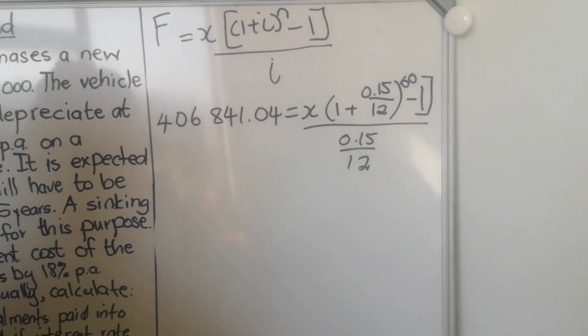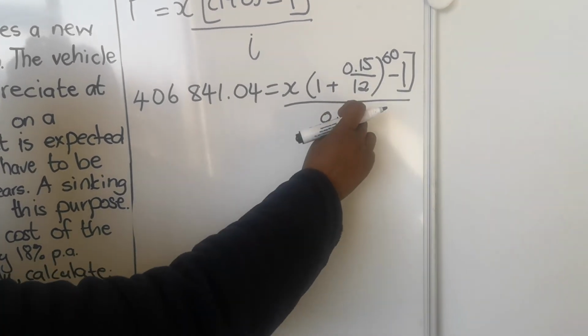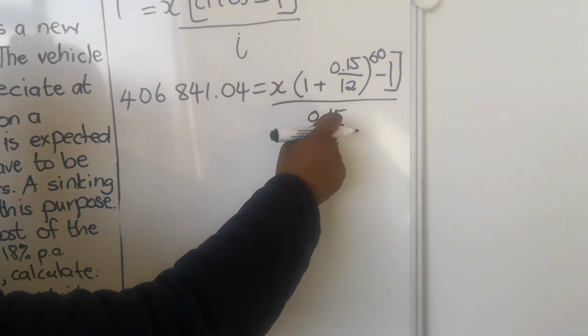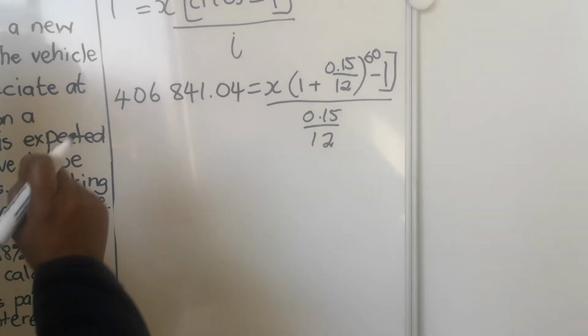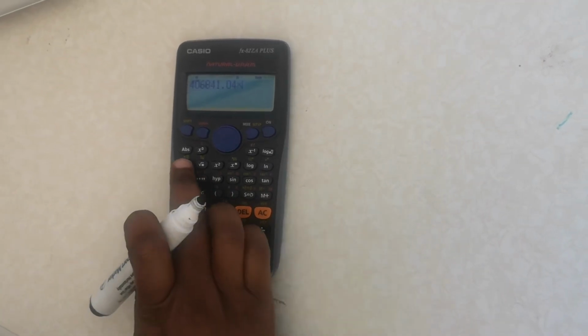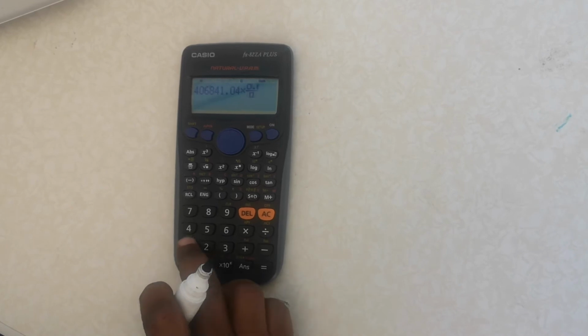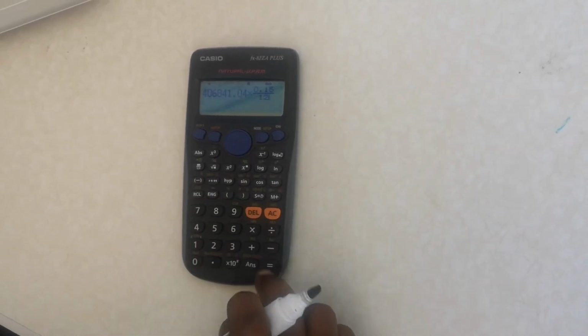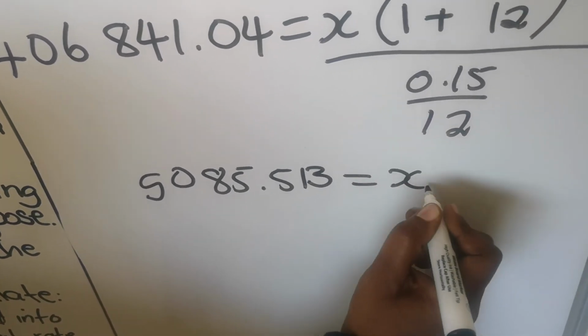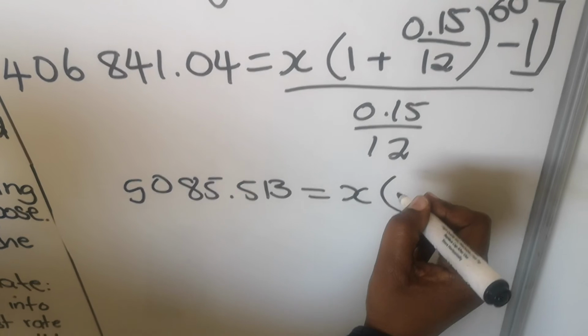You're going to use your calculator. To get rid of this, I will multiply by this on both sides. If I multiply, it's going to cancel this side, and then I'm going to multiply that with that. I'm going to go 406,841.04 multiplied by the fraction 0.15 over 12. Then I get 508.513. Right, this side I'm left with that. You remember I multiplied both sides with that.